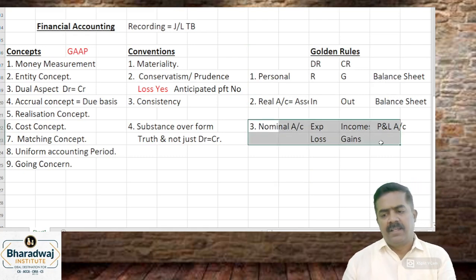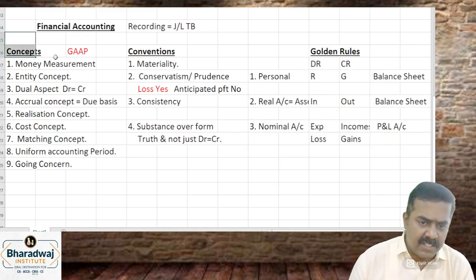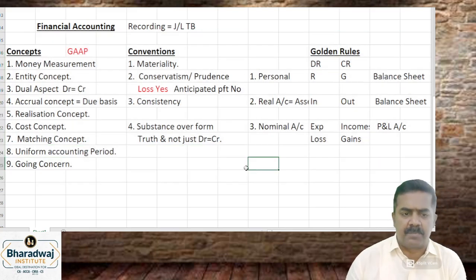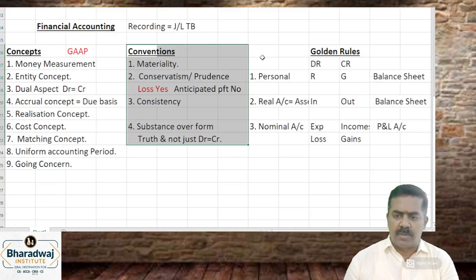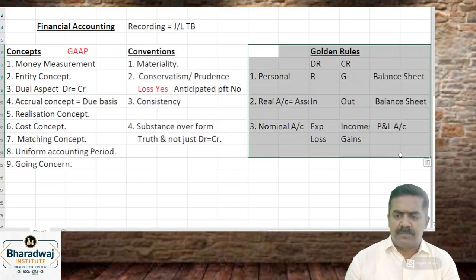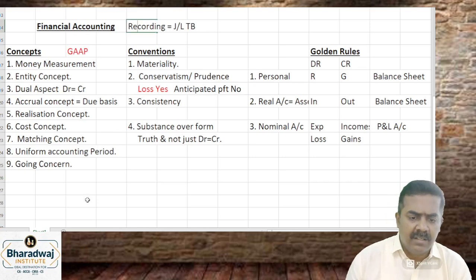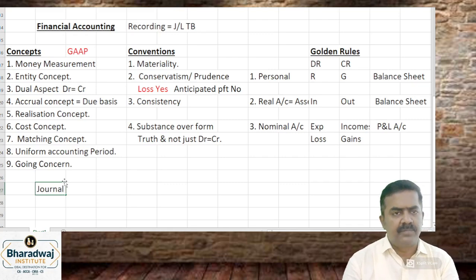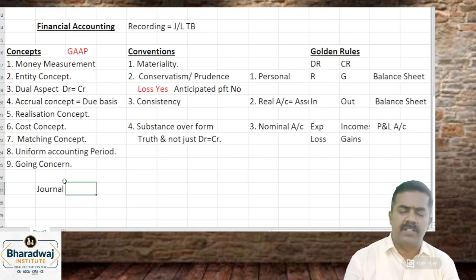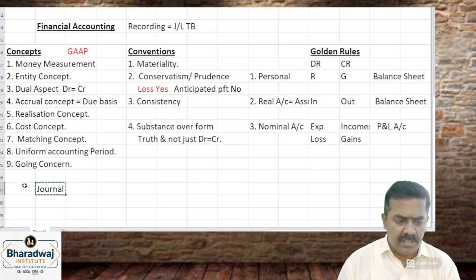Then this is the first part of accounting: introduction, concepts, conventions, and which one? The golden rules. Then the first book of entry we call as which one? Journal. We pass a journal entry. That is the first book of recording the transaction.